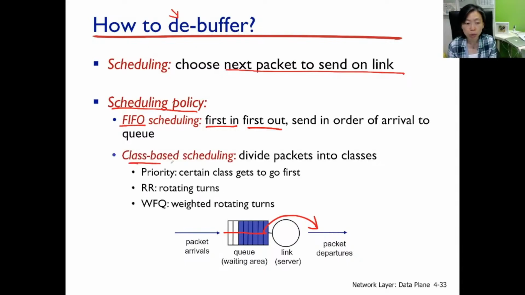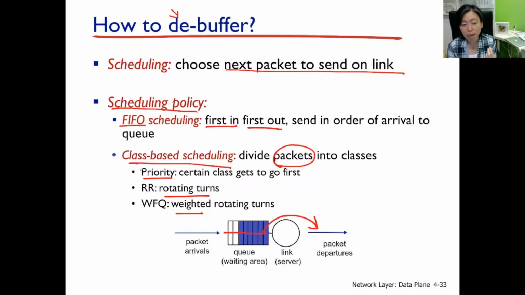But one can also do class-based scheduling. The way to do it is to divide the packets based on priority or classes. We could assign a specific class higher priority than the others, or we could have them take rotating turns, taking one packet from each class at a time. We can also allow multiple packets to come from one class at a time, so that more packets come out from a particular class.